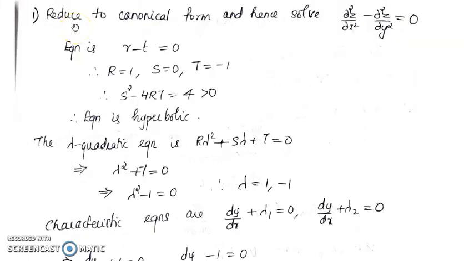So the question is: reduce to canonical form and hence solve dou square z by dou x square minus dou square z by dou y square equal to 0.